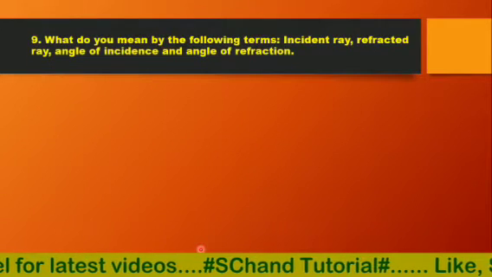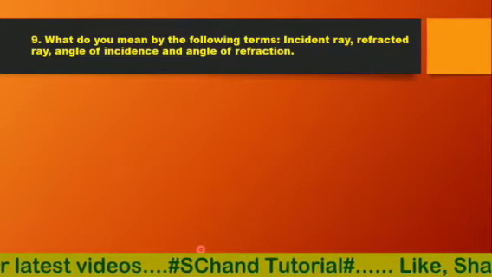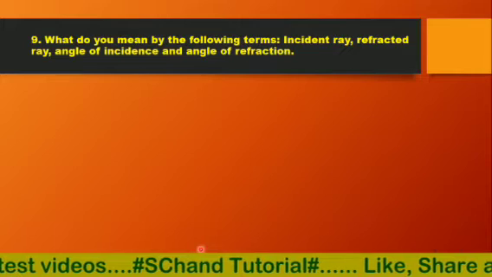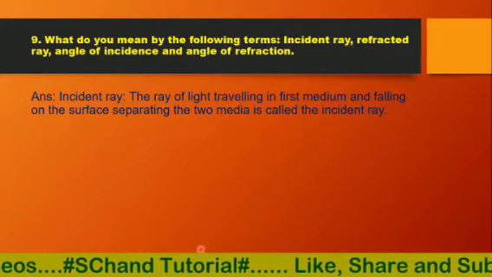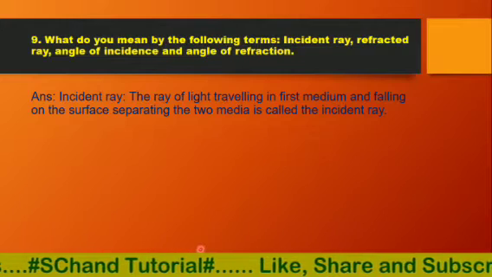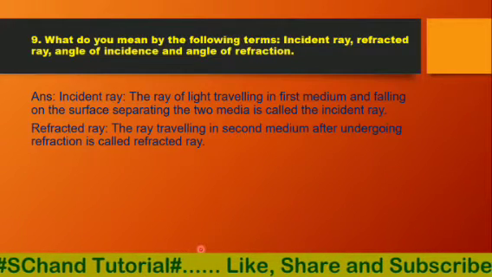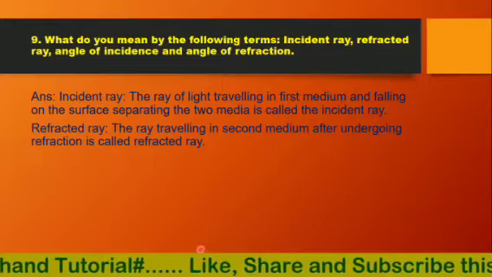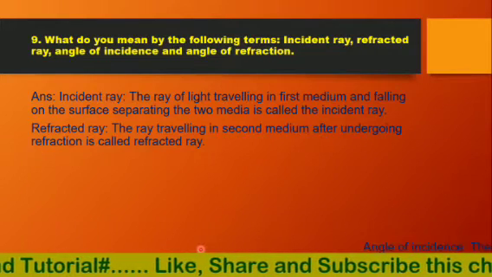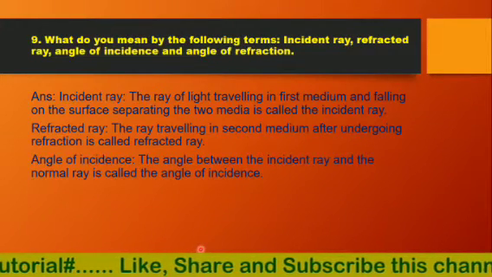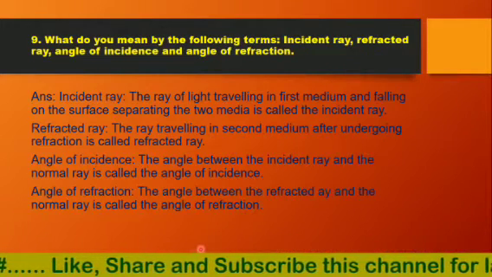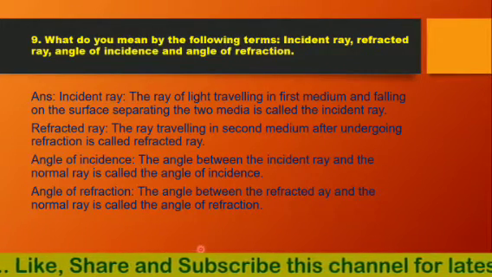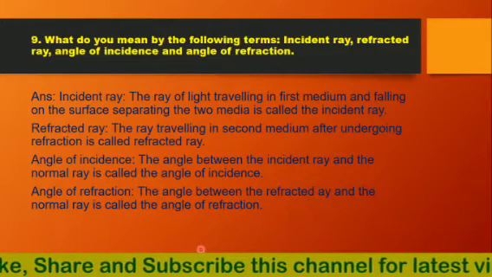Then we have, what do you mean by the following terms: incident ray, refracted ray, angle of incidence and angle of refraction. Incident ray: the ray traveling in the first medium and falling at the surface separating the two media is called the incident ray. Then the refracted ray: the ray traveling in the second medium after undergoing refraction is called the refracted ray. Angle of incidence: the angle between the incident ray and the normal is called the angle of incidence. Angle of refraction: the angle between the refracted ray and the normal is called the angle of refraction.